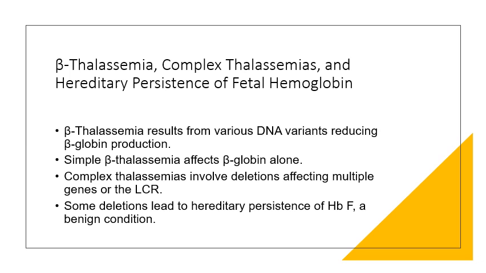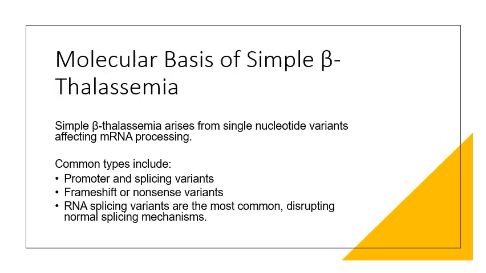Beta thalassemia results from DNA changes that reduce beta globin production. Some large deletions can disrupt multiple genes but lead to benign conditions, such as hereditary persistence of fetal hemoglobin. Some beta thalassemia variants produce mRNA that doesn't work because of premature stop signals. These mRNAs cannot be translated into functional beta globin.